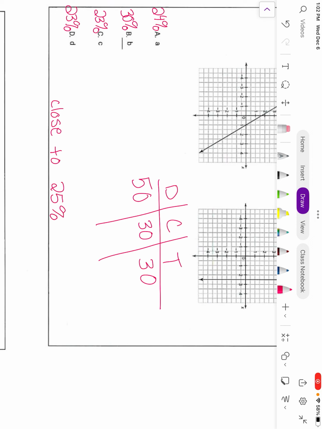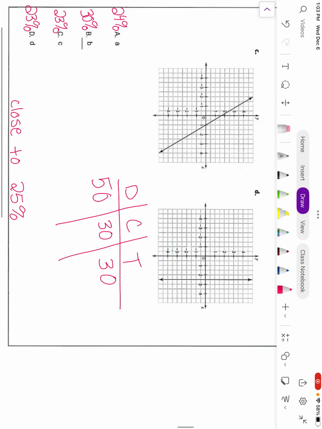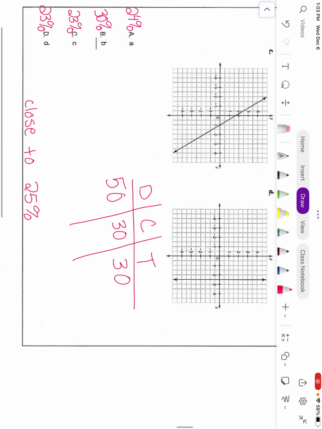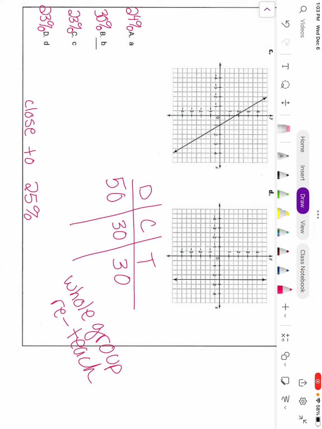Especially when you're at 25% on all of your answer choices, that means they were guessing. So what I see when I look at this question is everyone was guessing. They did not know which graph was proportional. So I need to go back over this topic with everyone. This would be a whole group reteach because nobody knows what it is. It's possible that the 30% that got it just guessed correctly.